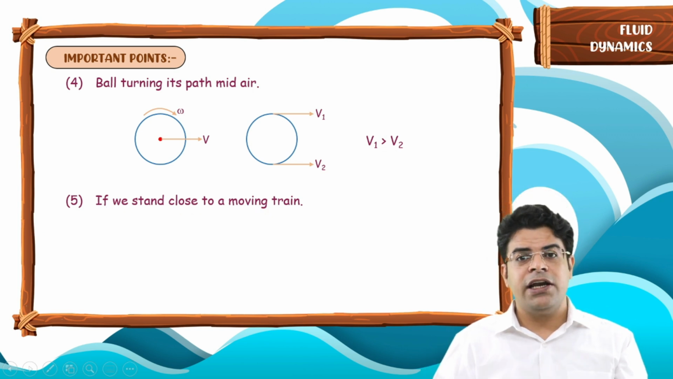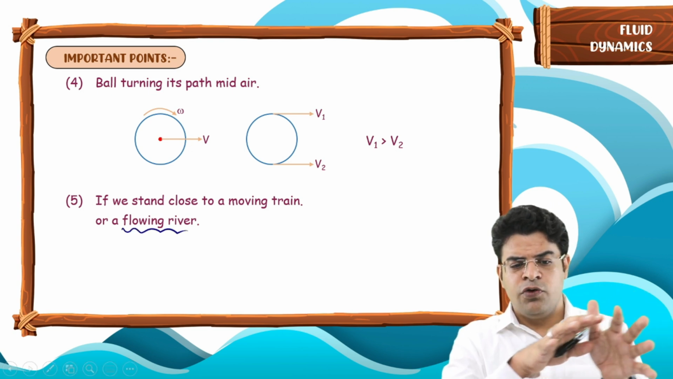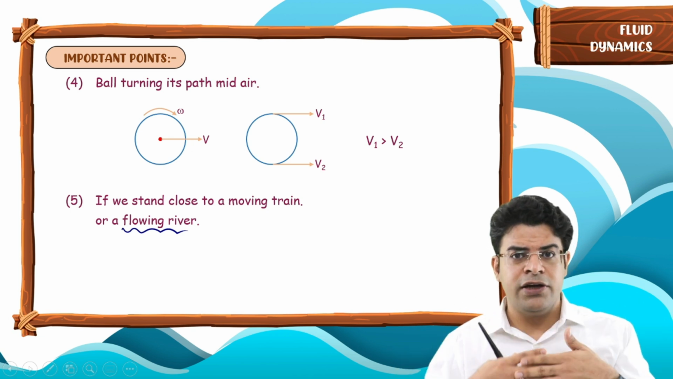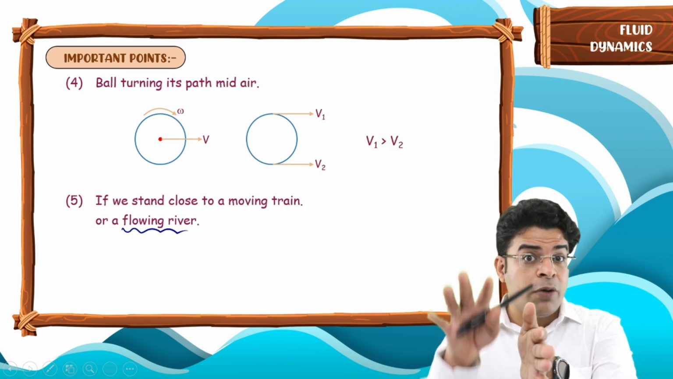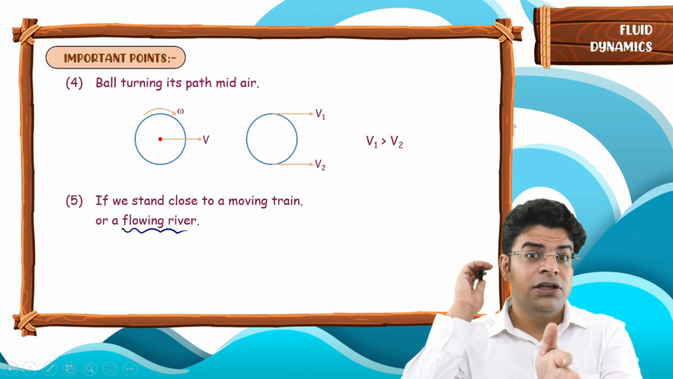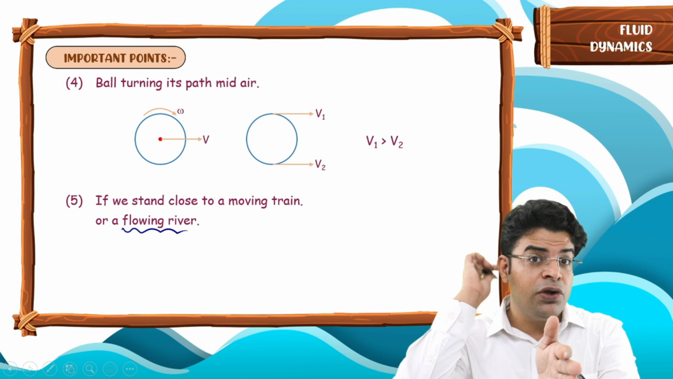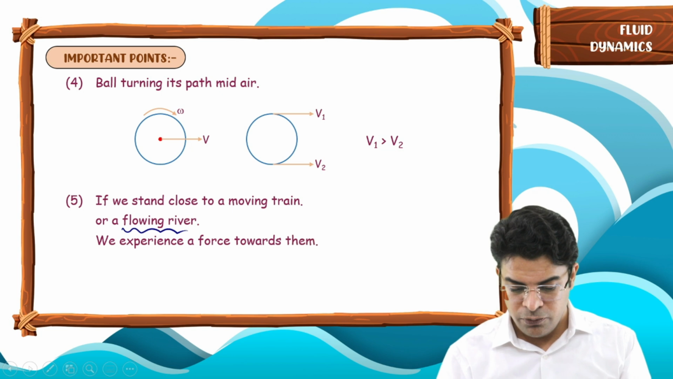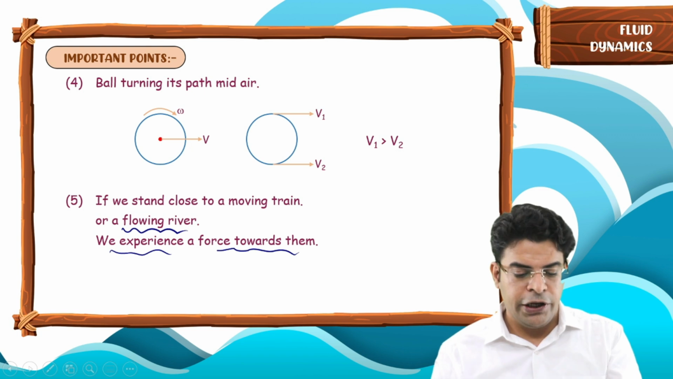Similarly, if you are standing on a river bank, and the river is flowing in front of you, the air above the river moves with the river and you are standing on the bank. Since the air in front of you moves at a higher speed, it has a lower pressure, and the air behind you is at rest, so it has a higher pressure. So because the pressure in front of you is less and the pressure behind you is more, you feel a pull towards the river. So we experience a force towards a fast moving train or towards a flowing river.